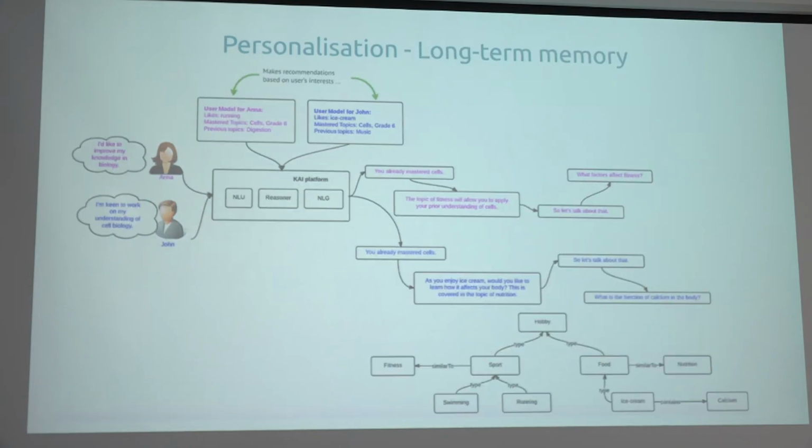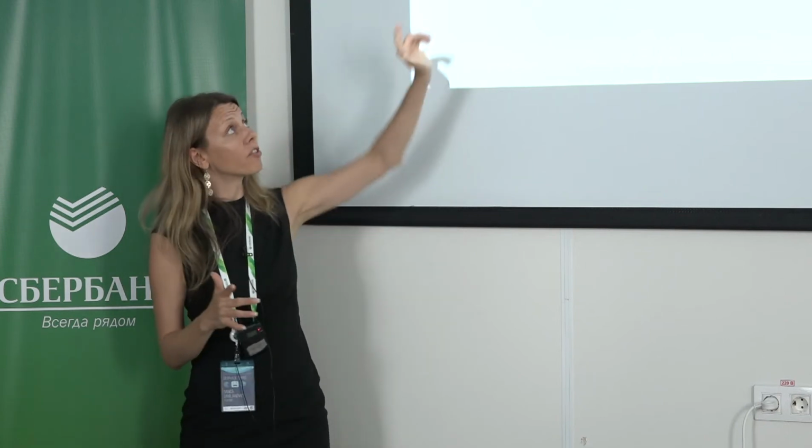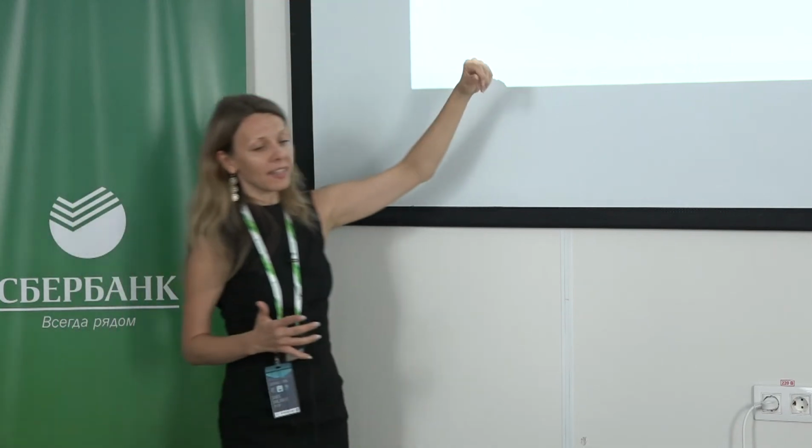The next example is about long-term memory. It's a similar scenario, but in this case we have some information about the users. We know that John likes ice cream. You can't probably read it, but it says ice cream somewhere on top. And Anna likes running. Because of this interest, the assumption is that if you connect learning concepts to things people like, their hobbies, they would probably be incentivized to learn faster. This is what's happening here.